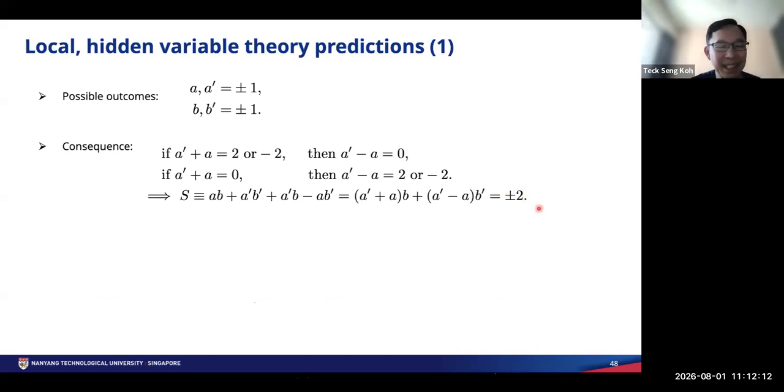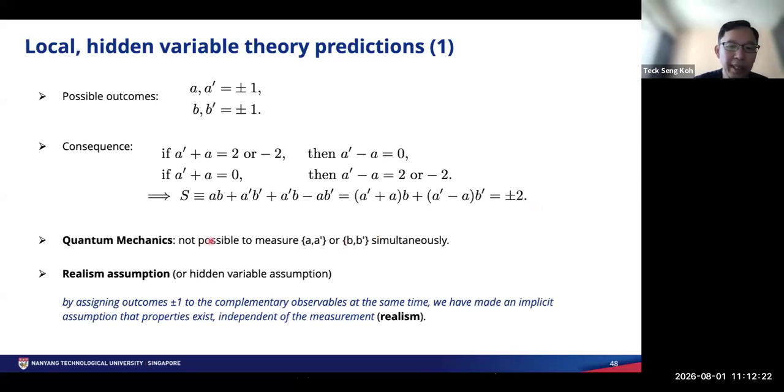Okay, but where is this so-called local hidden variable inside here? This looks like just some normal algebra, logical, mathematical calculations. Well, quantum mechanics says actually you can't think about A plus A prime because it's not even possible to measure A and A prime simultaneously. So thinking about A plus A prime being 2 or -2 is actually impossible in quantum mechanics. You cannot hold that picture in mind. Likewise, B and B prime, okay? And by assigning these outcomes to the complementary observables A and A prime to get this, you are assuming that these properties exist independent of the measurement. Okay, so that's the realism assumption. So realism is like hidden variable, okay? I have used realism and hidden variable interchangeably.